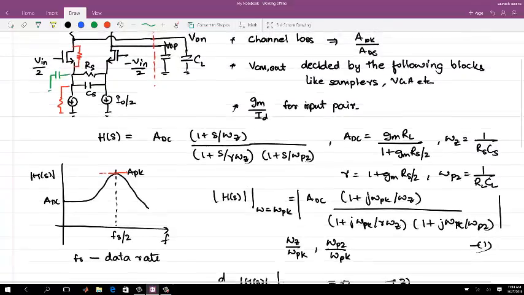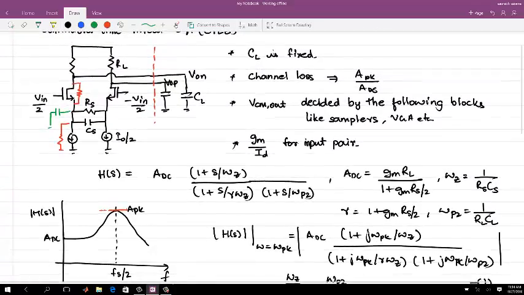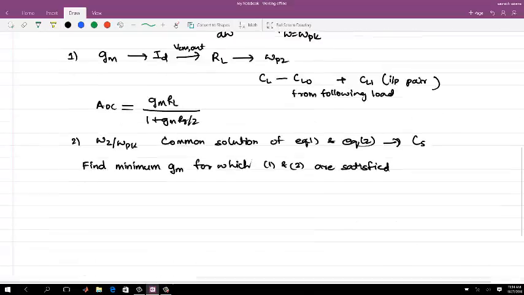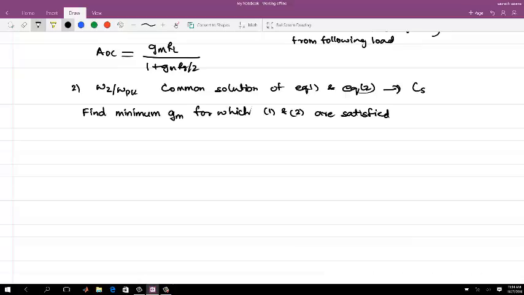Now can you comment on what is the maximum peaking frequency? So let me say VCM, the common mode output potential, is something you want for the following blocks. CL is something which is forced on you from the following blocks, and you want a minimum current.